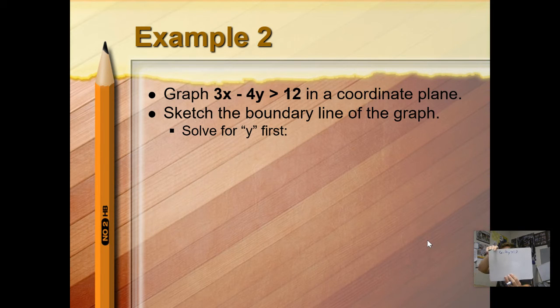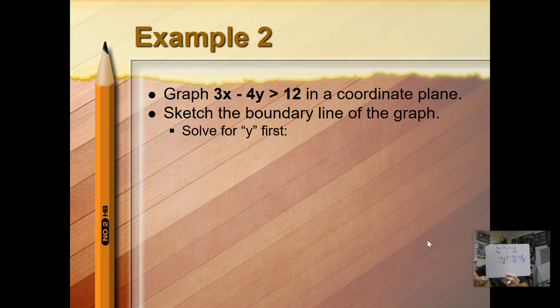There's 2 steps. I got to get rid of that 3x, then I got to get rid of that negative 4. Move the 3x to the other side by subtracting it, which then makes it negative 4y is greater than negative 3x plus 12. Now I get rid of that negative 4 by dividing, and I divide everything by negative 4.